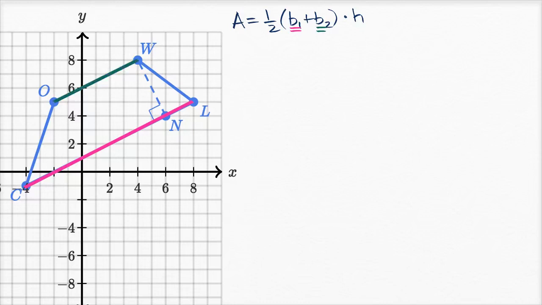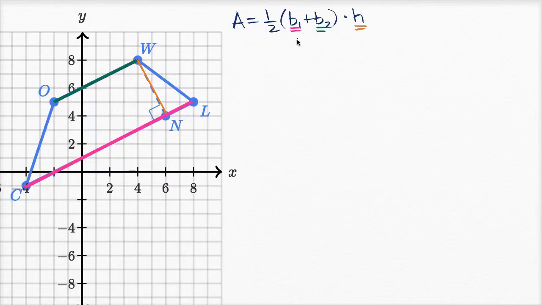And then our height H, well, that would just be an altitude. And they did one in a dotted line here. Notice it intersects base 1, segment CL, at a right angle here. And so this would be the height. So if we know the lengths of each of these segments, then we can evaluate the area of this actual trapezoid.